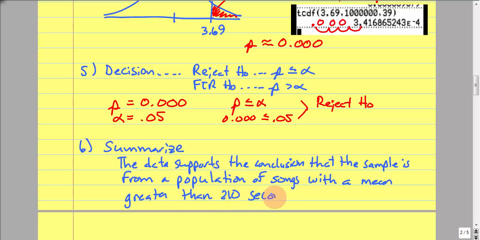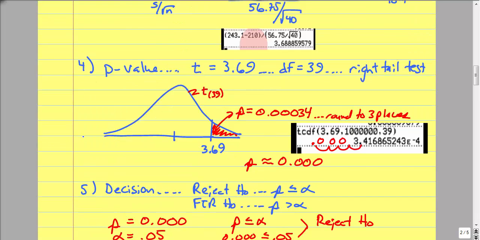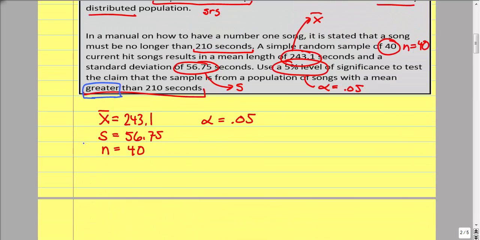Because we rejected H0, that meant we had support for HA. Okay, and we can see that that information is all up here in the given. So again, it says, claim that the sample is from a population of songs with a mean greater than 210 seconds. So I just copied it basically from the problem that was given.